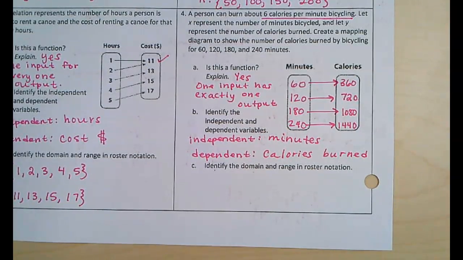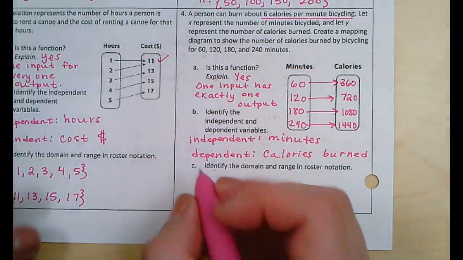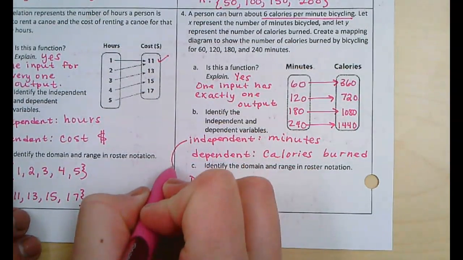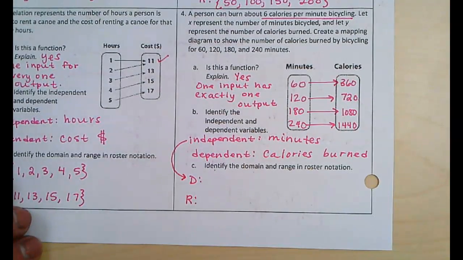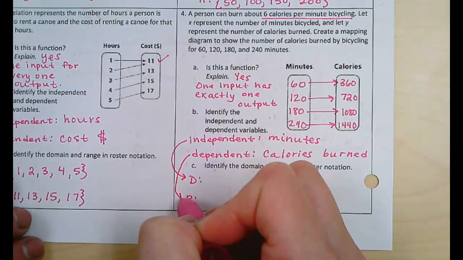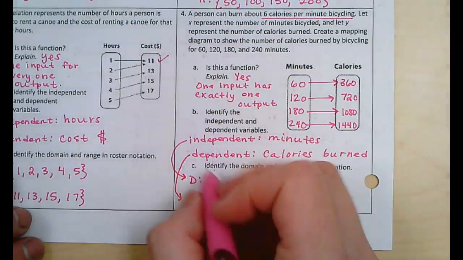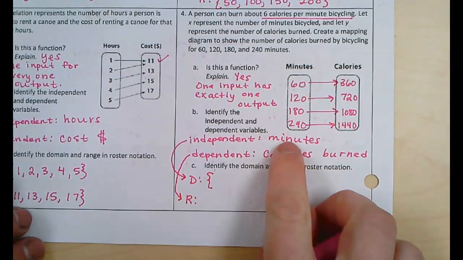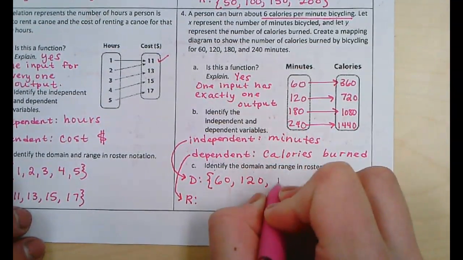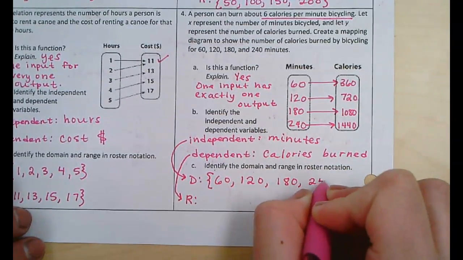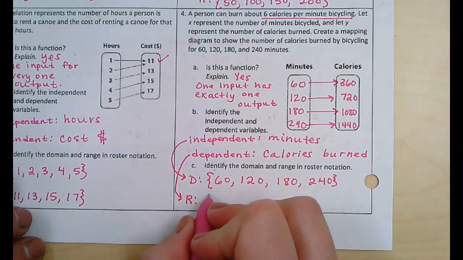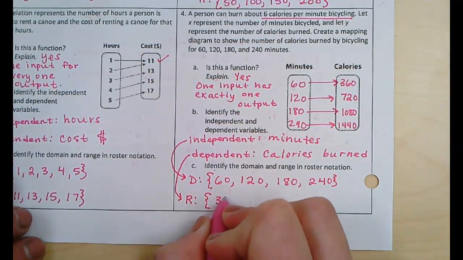The last part here is identifying the domain and range in roster notation. If you haven't noticed already, your independent variables always match up with your domain, because those are your inputs, and your dependent variables always match your range or your outputs. So my domain will be all of the minutes from least to greatest. And my range, same thing, will be my calories though, from least to greatest.